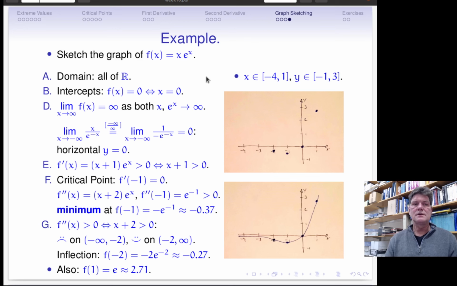That's how the calculus first and second derivative apply to graph sketching. Next, we're going to use these tools to solve actual real-world optimization problems.